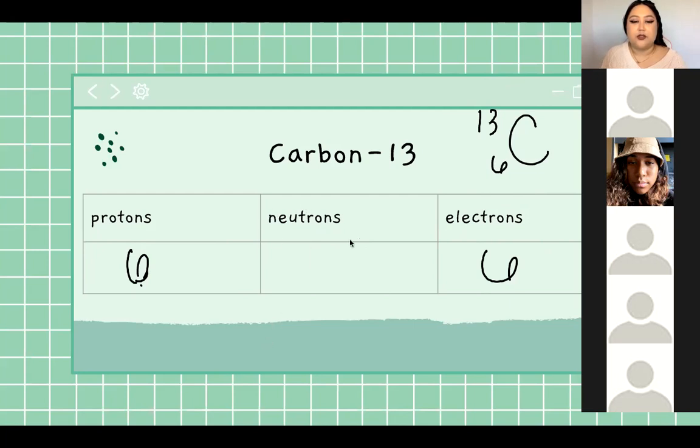So for the number of neutrons, we would have 13 minus 6. Number of neutrons, yep, 7. Perfect. Any questions on the isotope version of this problem? No? Okay.